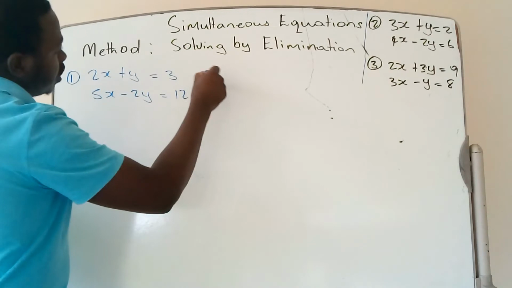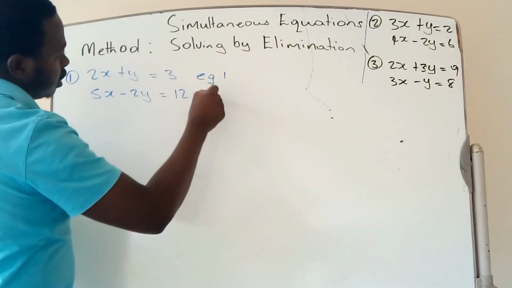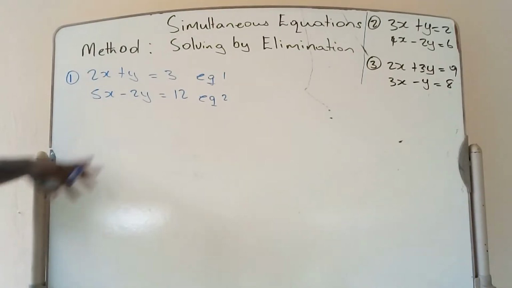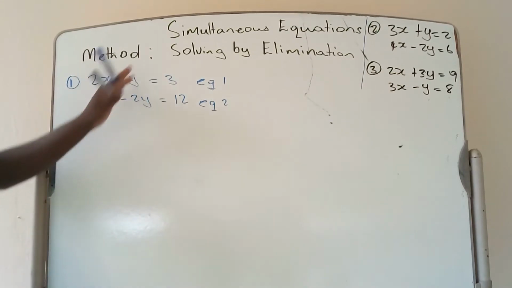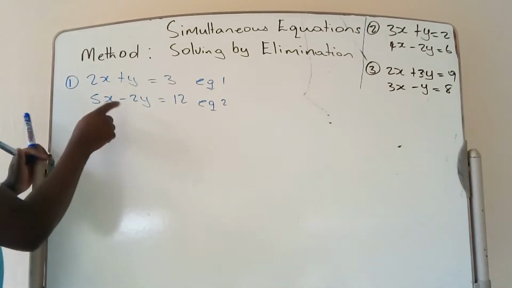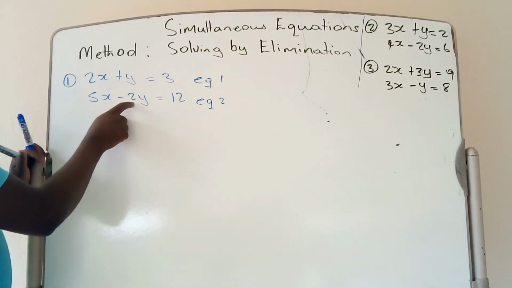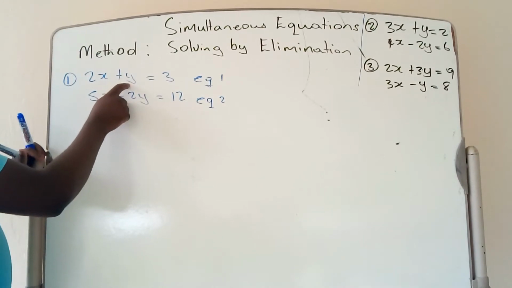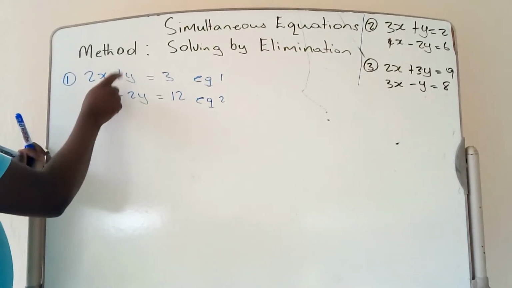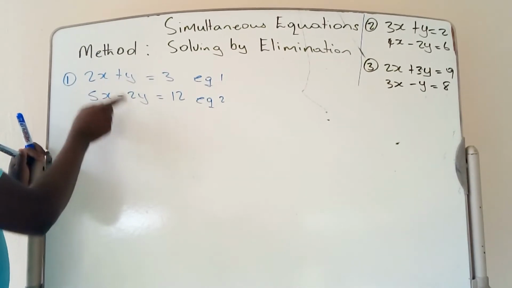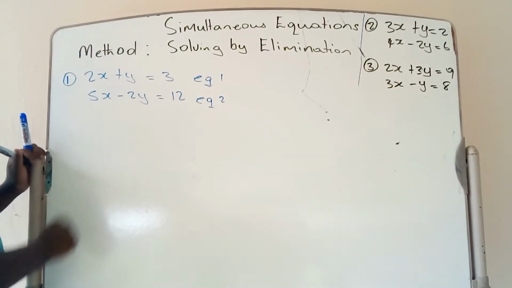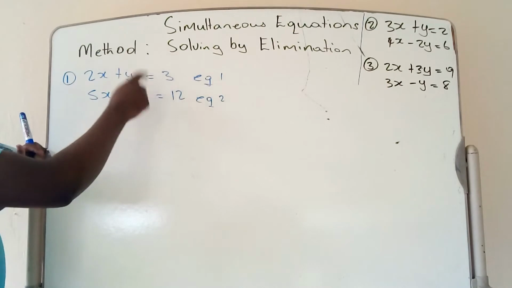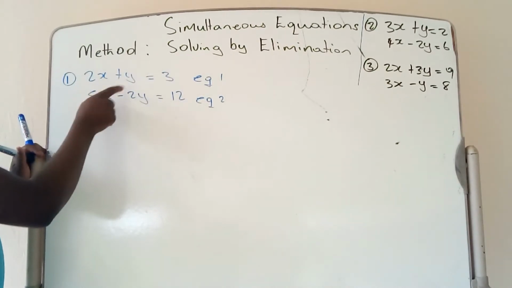So this is equation 1, equation 2. If you notice, I want to eliminate y in this case. The coefficient of this y term is minus 2, and the coefficient of this y term is 1. So I need 2 here to make the coefficients the same so I can eliminate. How am I going to get 2 here? If I multiply this equation by 2, then I could get 2 here.